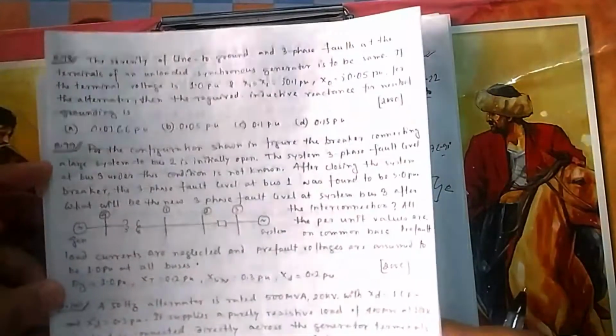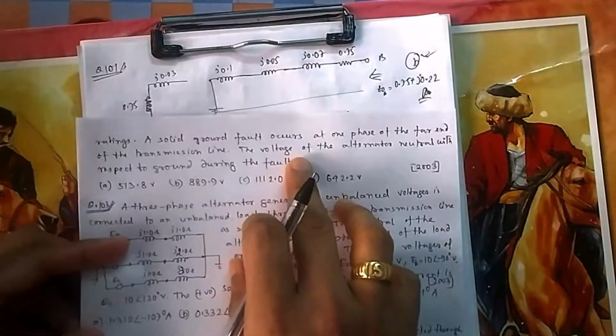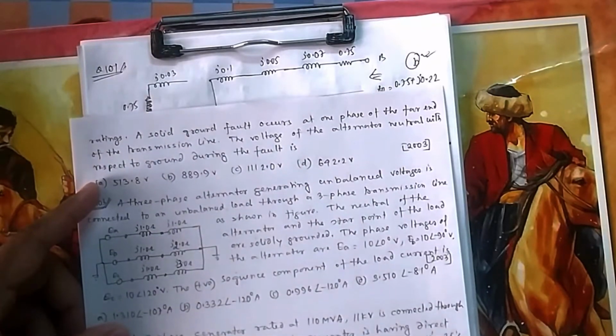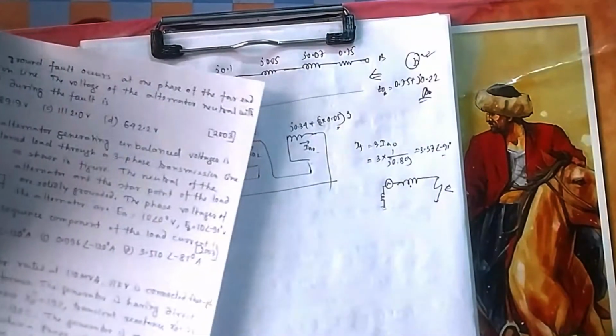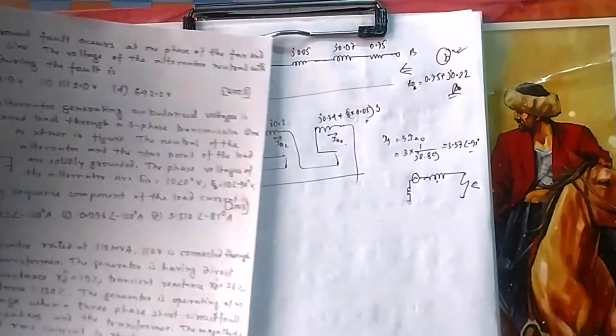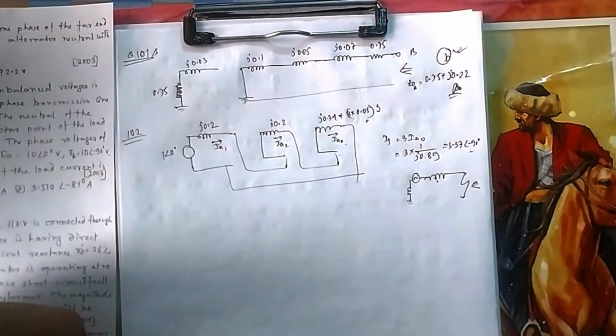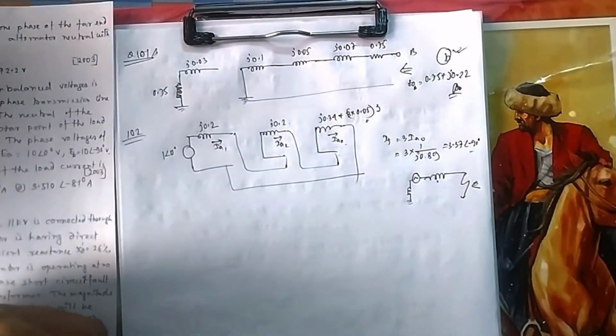Now what are they asking? They are asking the voltage of the generator neutral with respect to ground during the fault. So this much current is flowing through your phase A. So phase A, okay, so phase current. You have to be careful about this.